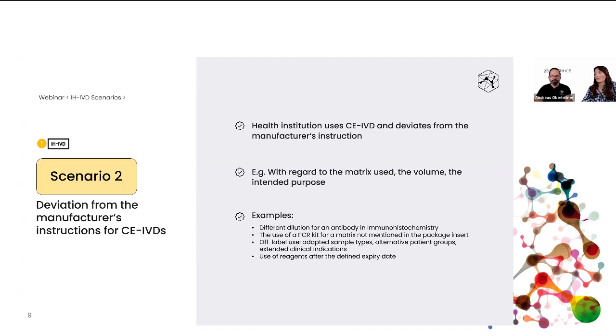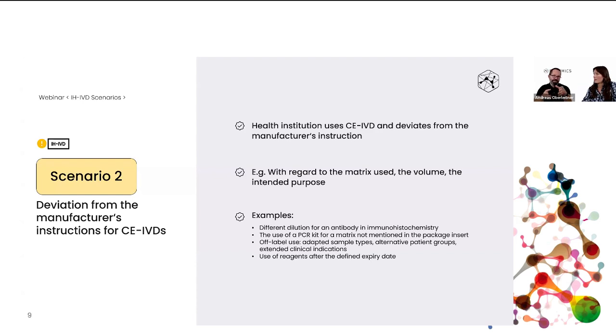And examples for this would be the use of a PCR kit for a matrix that is not mentioned in the original package insert, or another off-label use would be to adapt the sample types or also use alternative patient groups and also extend the clinical indications. And the last example is also an interesting one. The use of reagents after the defined expiry date would also already fall into scenario 2. And this means that the health institution needs definitely to comply with Article 5.5.